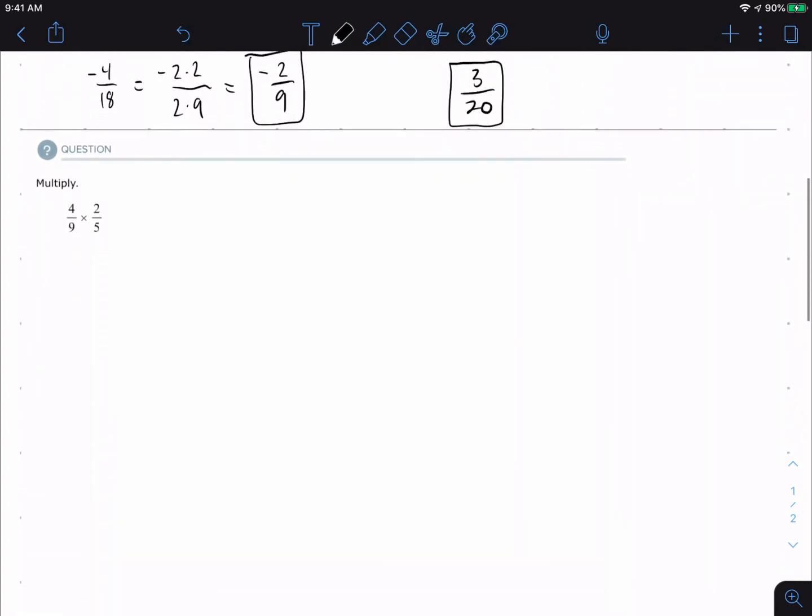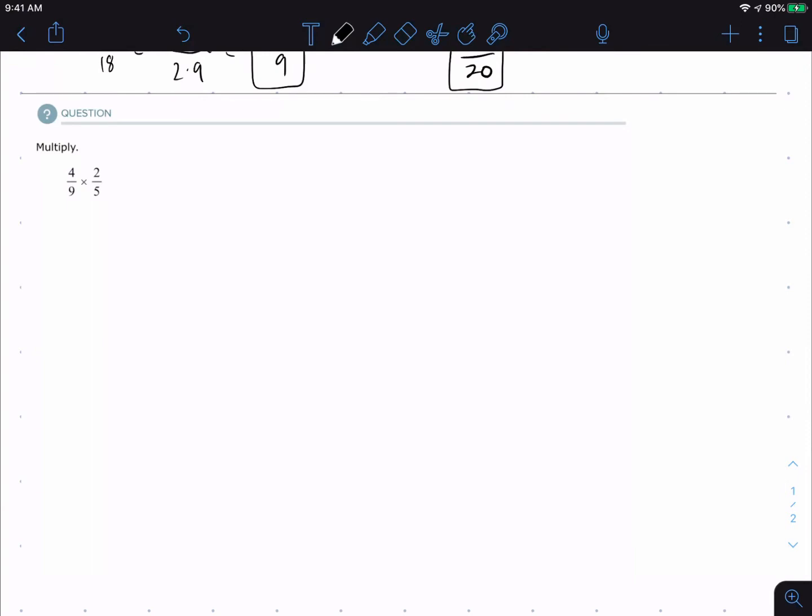All right, let's do this next problem. And now we're talking about multiplication of fractions. So what's cool about multiplying fractions is we just multiply straight across, right? So in this example here, nothing can be canceled. So what we can do is just write 4 times 2 over 9 times 5. And what is that? It's just 8 over 45, correct?